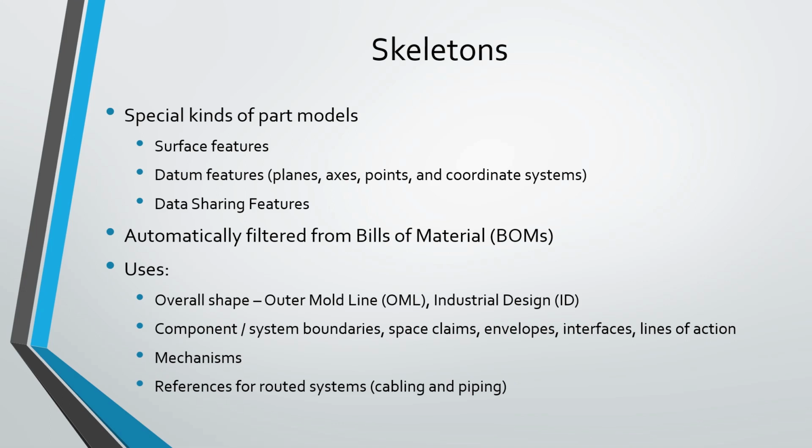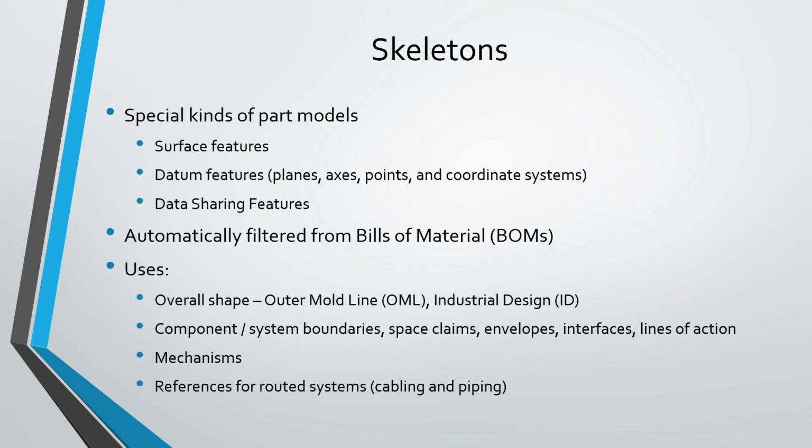Some of the typical uses of a skeleton model are to define the overall shape of your product. In aerospace, where I currently work, that's often referred to as the OML, or the outer mold line. Previously, when I worked in consumer electronics, that was referred to as the industrial design, or the ID. Also, you can use them for defining the different boundaries or space claims or envelopes between different components. Another big one is defining the interfaces between different parts or different subassemblies.